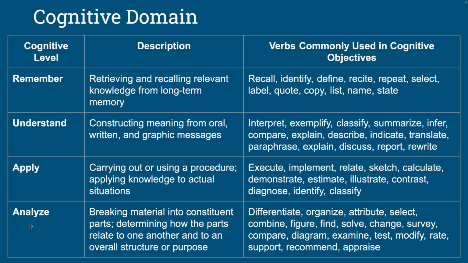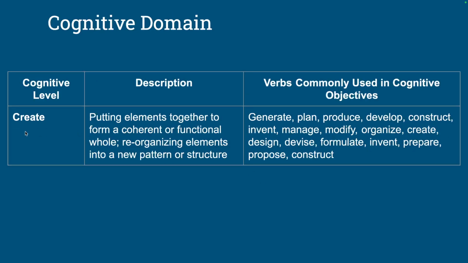Okay, number 4, analyze. So what does analyze mean? Okay, and then look at all these verbs: figure, find, solve, change, rate, support, recommend, appraise. And then the last one is create. Okay, so again, all these verbs here: generate, plan, produce, develop, create, design, devise, and so on. So when you're making your objectives, it's really good practice to choose one of these verbs. These are verbs that you can measure and assess.